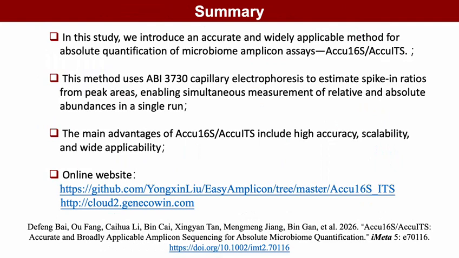In summary, this study introduces Accu16S/AccuITS, an accurate and broadly applicable method for absolute quantification of microbiome amplicon data. By using ABI3730 capillary electrophoresis to estimate spike-in proportions from peak area ratios, it simultaneously provides relative abundance, total absolute abundance, and taxon-specific absolute abundance in a single run. The method is highly accurate, scalable, and widely applicable.